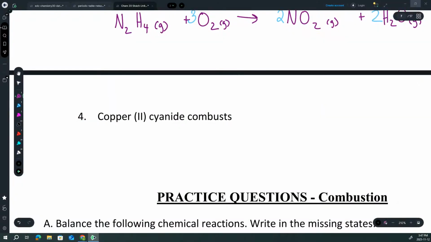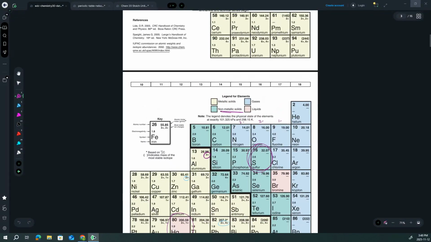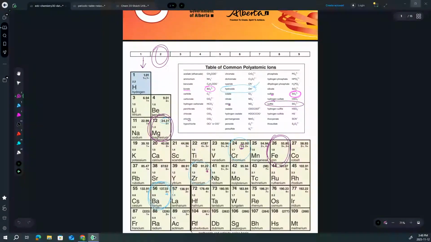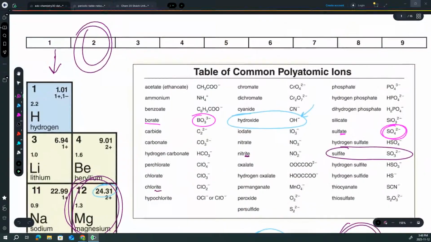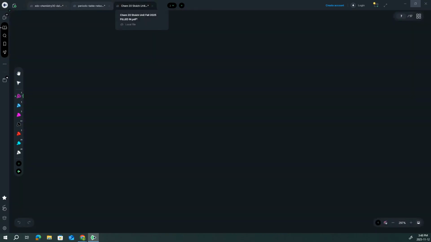Last example here, we have copper 2 cyanide combust. Okay, so combust, keyword, it is obviously a combustion reaction. So copper, symbol for that is Cu. That's 2+. I'm just writing that as a note to myself right now. Now, cyanide, if I look at my periodic table, that is one of our polyatomic ions. Now, let's see where it is. Okay, so cyanide is right here. So CN, and it has a 1- charge.